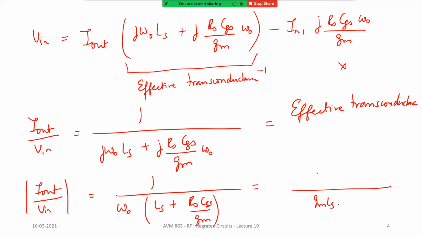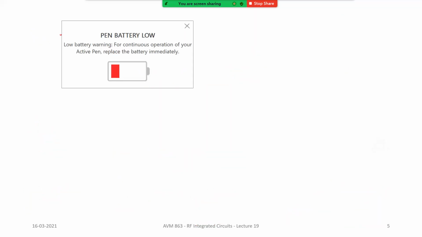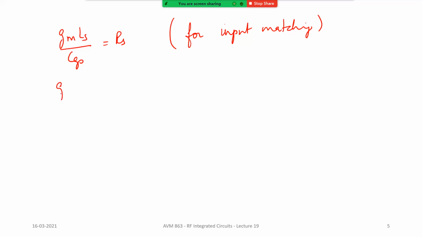Gm Ls plus Rs Cgs divided by Gm into omega naught, 1 by... Okay, now recall that Gm Ls by Cgs is Rs for input matching, correct? This is what we saw is going to be the way in which we are going to design. So GmLs can be written as what? GmLs can be written as Rs Cgs.